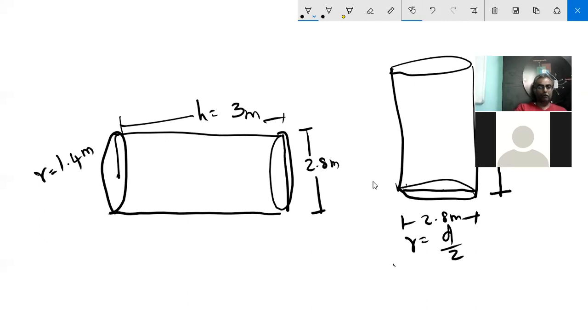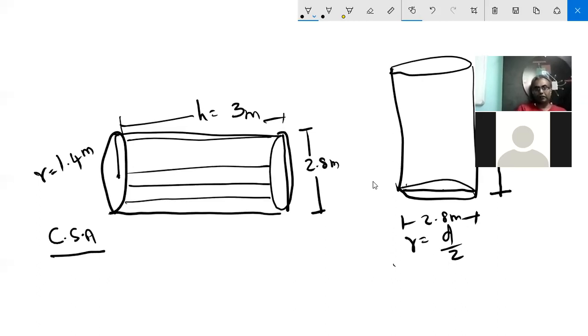Now, what is the question you are asked? How much area will it cover? It's a question of CSA. Why is it not TSA but CSA? Only this area will be rolling over the ground. These two side areas will not be rolling. If you roll this drum 8 times, then you have to take 8 times the CSA. So find the CSA and multiply it by 8, and you get the answer.